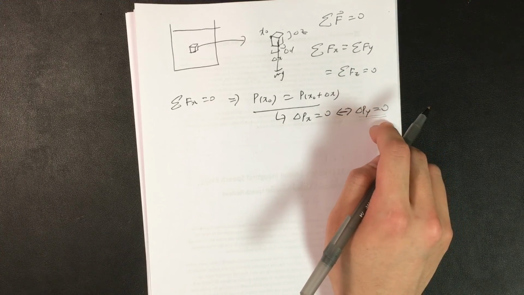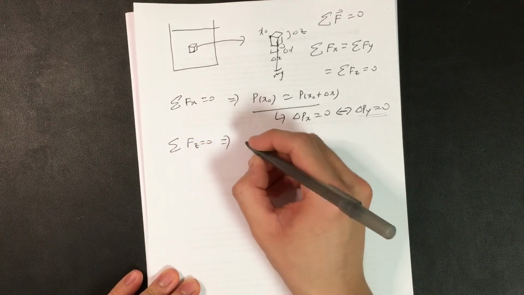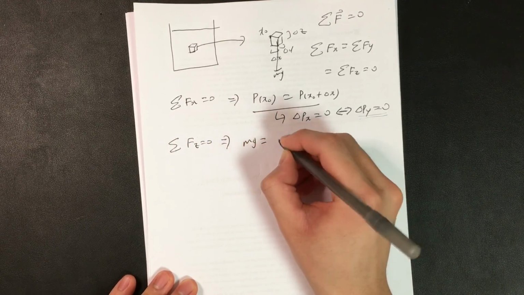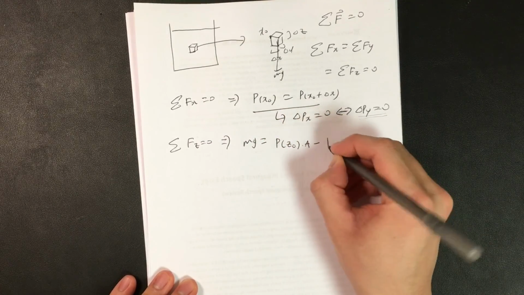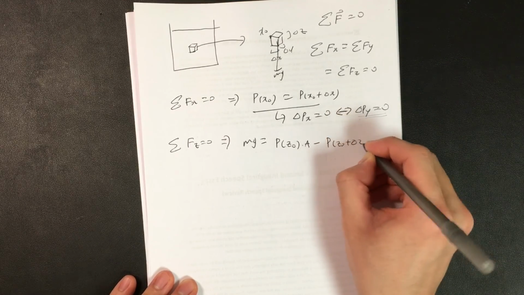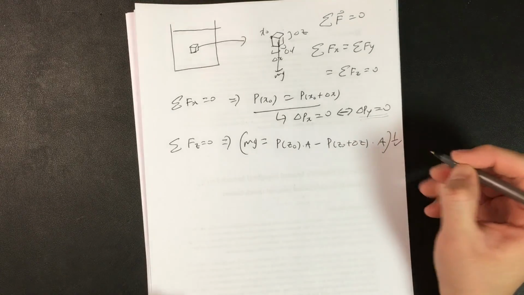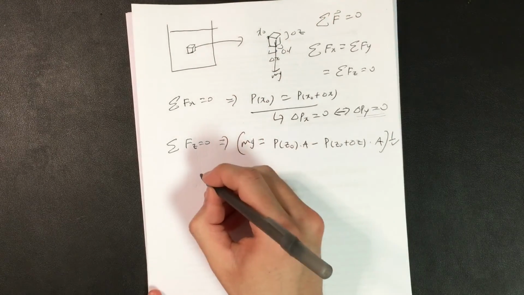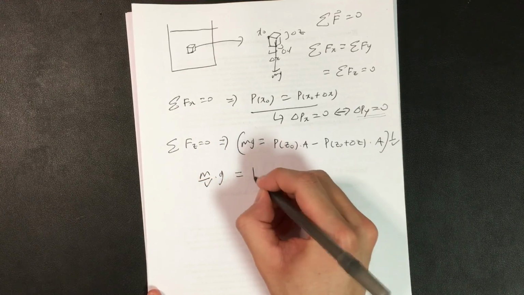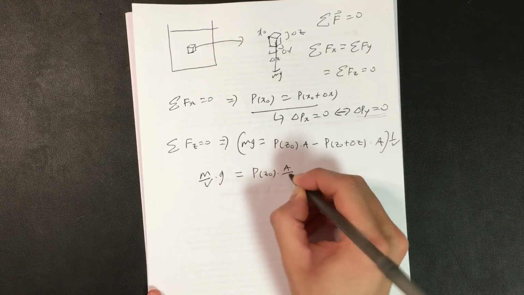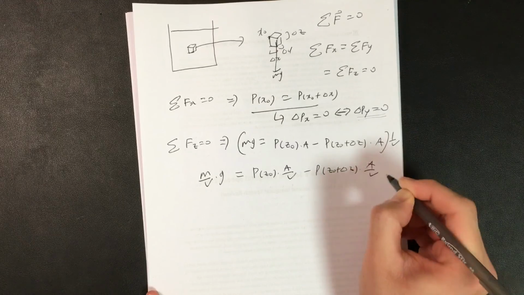Using the same logic, the change in pressure along the y direction must be 0 because there should be no net horizontal forces. The sum of the forces along the z direction must also be 0, which means the weight mg must equal the pressure at position z0 times area minus the pressure at z0 plus delta z times area. If I divide this expression by the volume of this mass, I get mass over volume times gravitational acceleration equals P of z0 times area over volume minus P of z0 plus delta z times area over volume.